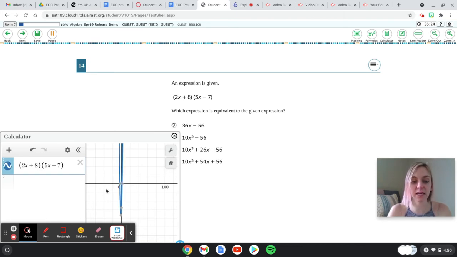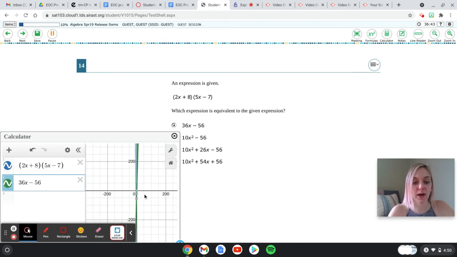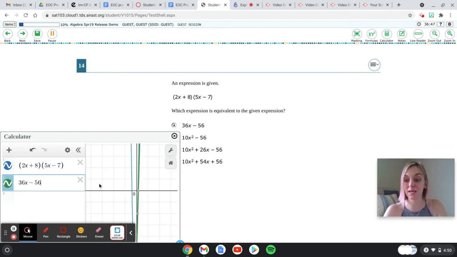Okay, so I have a blue graph, and it kind of looks like a U shape. This is a parabola. Now, what we're going to do is put in options A through D into Desmos until we find the graph that matches this perfectly. So I'm going to put in A first, 36x minus 56. Well, I can see that these two don't overlap perfectly. I know A is not my answer.